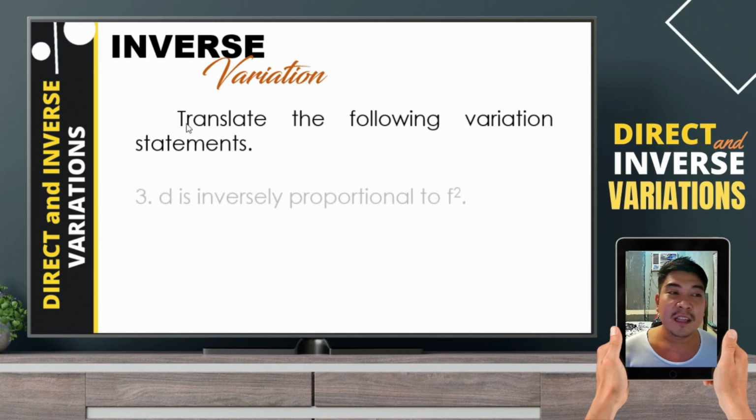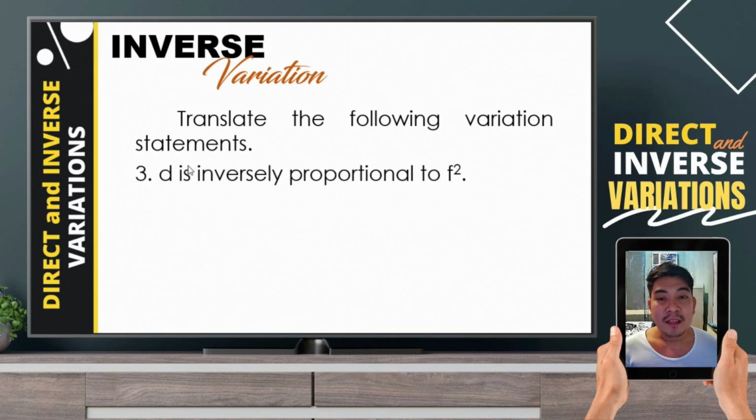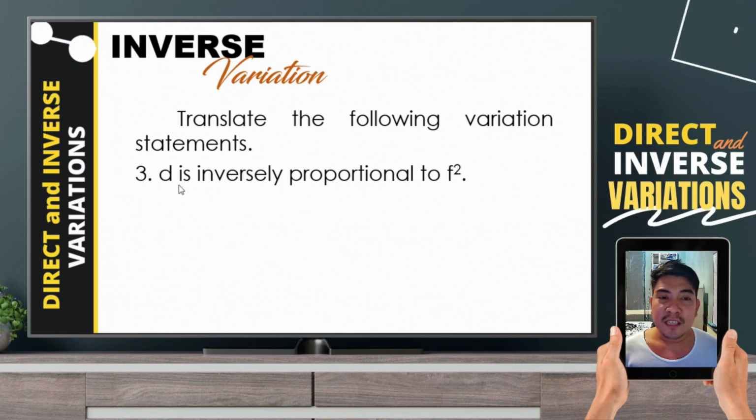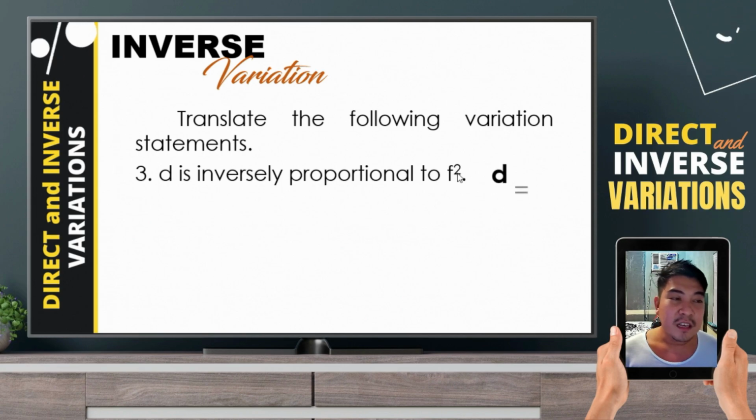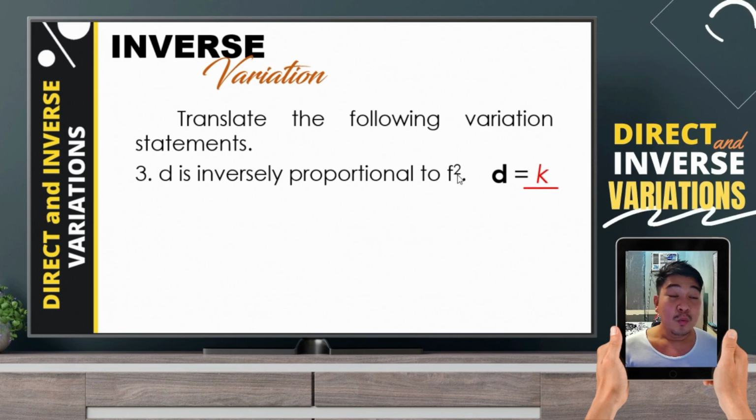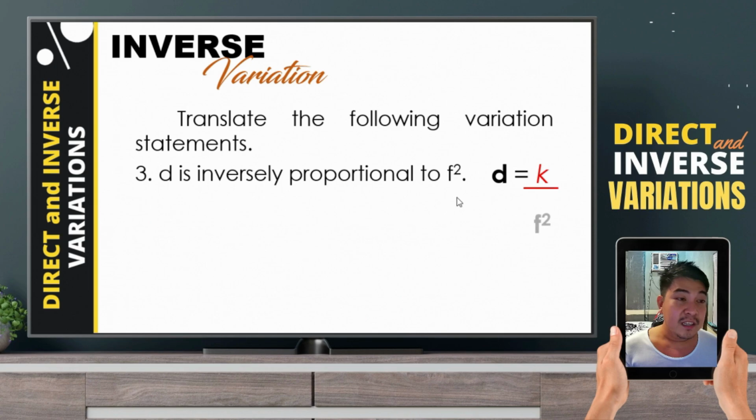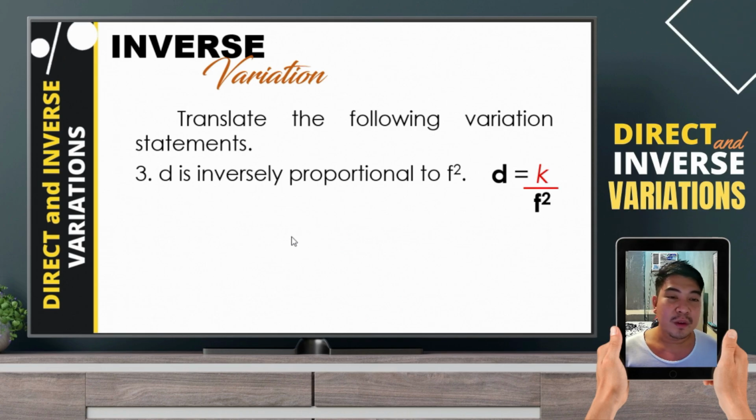So next, let us translate the next statement. D is inversely proportional to f squared. So just get the first quantity is equal to k. Then we need to divide k by the second quantity, which is f squared, since we are dealing with inverse proportion. So therefore, the translation will be d is equal to k over f squared.